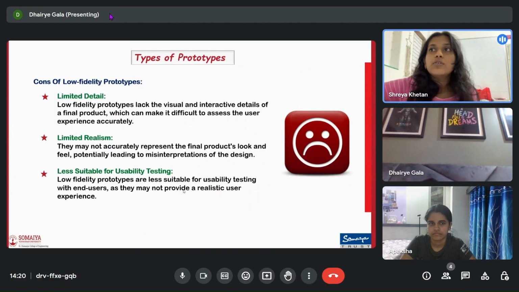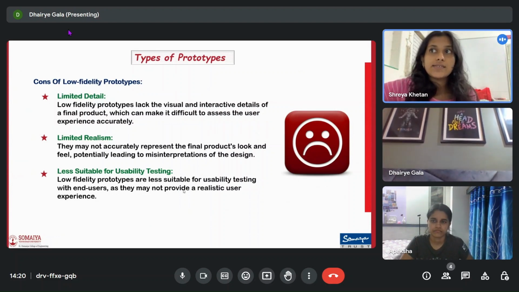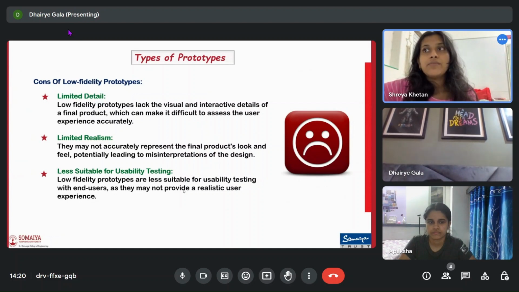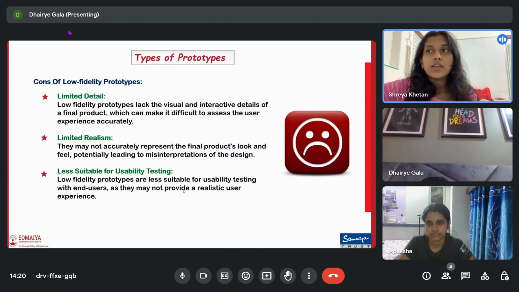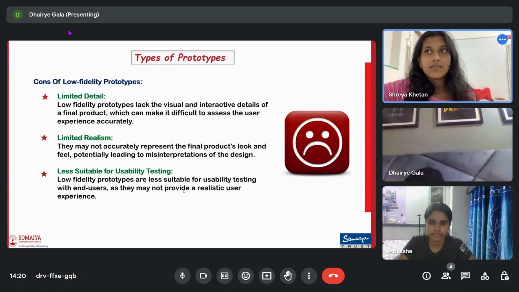Limited detail. Low fidelity prototypes lack the visual interactive details of the final product, which make it difficult to assess the experience and accuracy. Limited realism, they may not accurately represent the final product's look and feel, potentially leading to misinterpretations of the design. And thirdly, they are less suitable for usability testing. These are less suitable for usability testing with end users as they may not provide a realistic user experience.